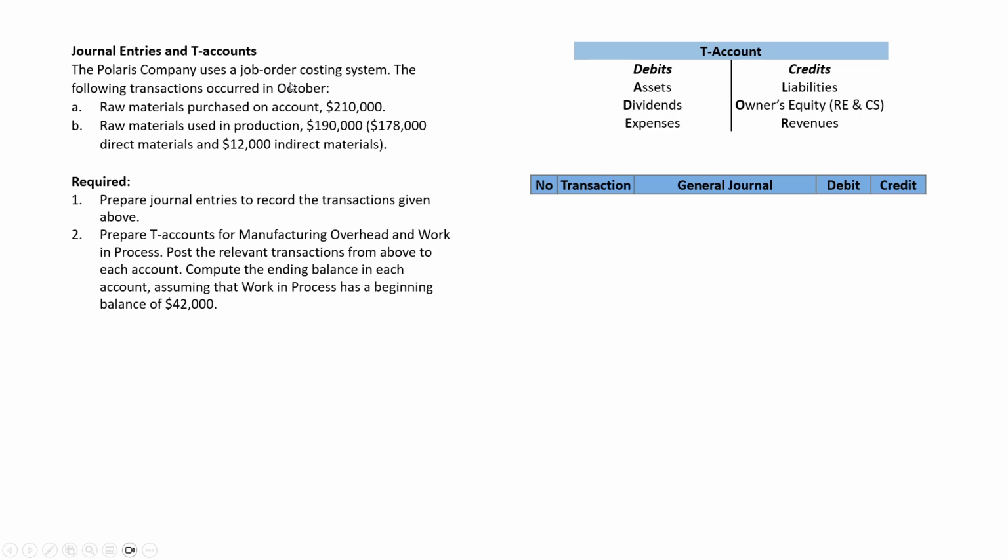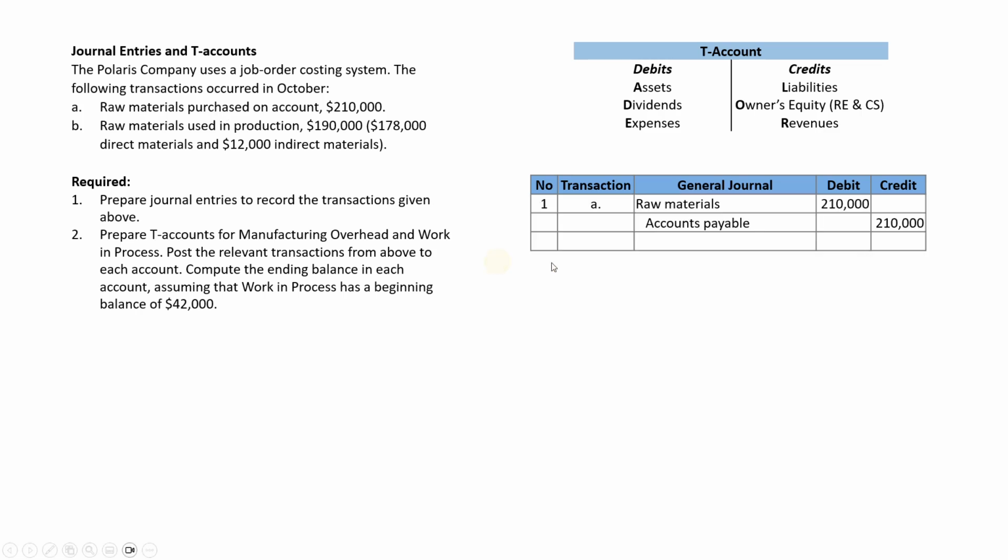So we have a company here using a job order costing system. So therefore, job order costing is specific to a company with unique products. The company is going to start out and purchase raw material on account for $210,000. We're increasing our raw materials. Raw materials is an asset. It's increased by debit, so we're going to debit raw materials for $210,000. They don't mention that we're paying cash, so we're not going to credit or decrease cash.